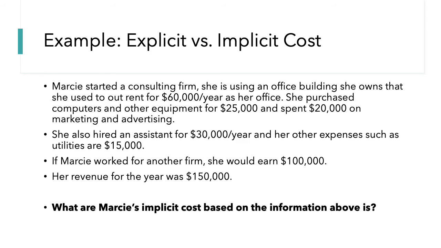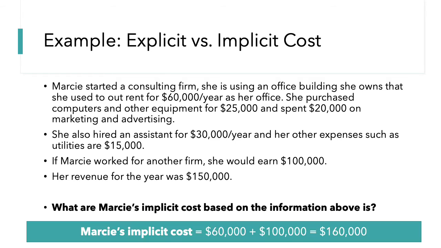If Marcy worked for another firm, she would earn $100,000. Her revenue for the year was $150,000. Now, what are Marcy's implicit costs? Well, her implicit costs are basically the fact that she's not going to be earning the $60,000 in rent that she was getting before for her building, and also she won't be earning this $100,000 she could have earned working for another firm. Therefore, her implicit costs are $160,000.